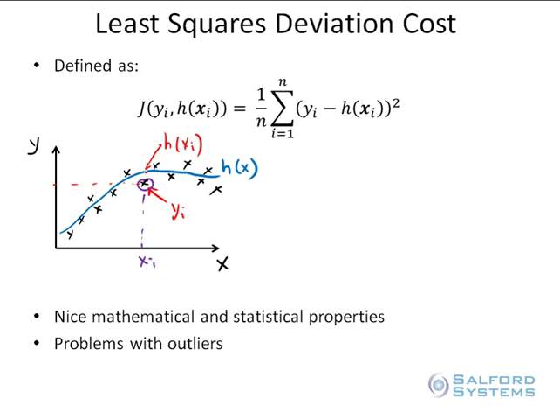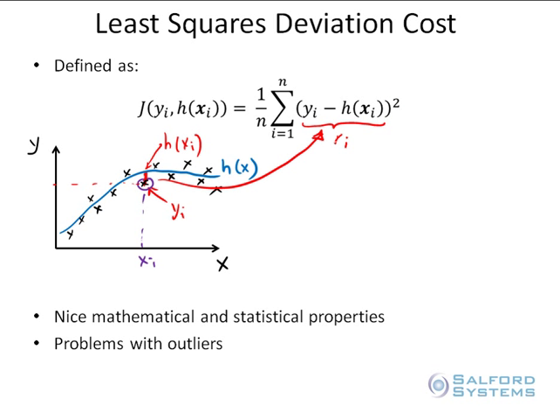And as you can see, there is a little bit of an error here. What I observe is different from what I predict. And it is this difference between y sub i and h of x sub i that is used as the prime element of this least squares deviation cost. Now, this quantity here, y sub i minus h of x sub i, is also known as a residual. And also notice that this residual is squared.